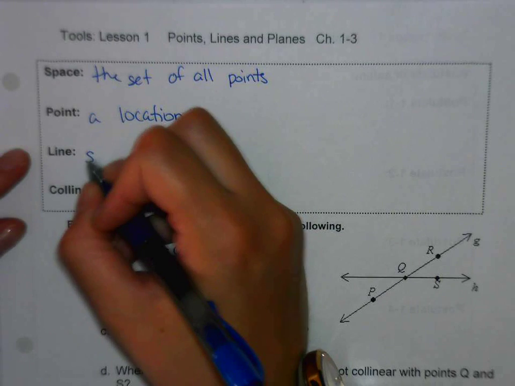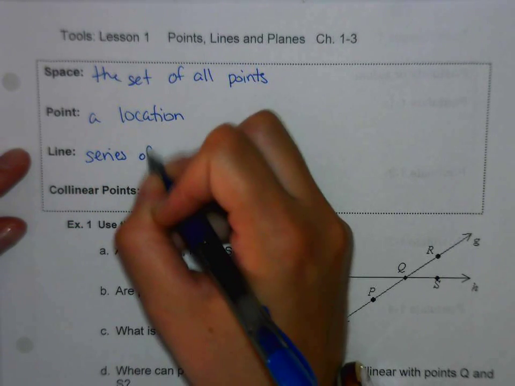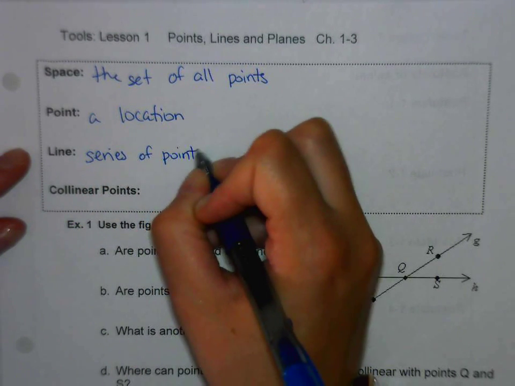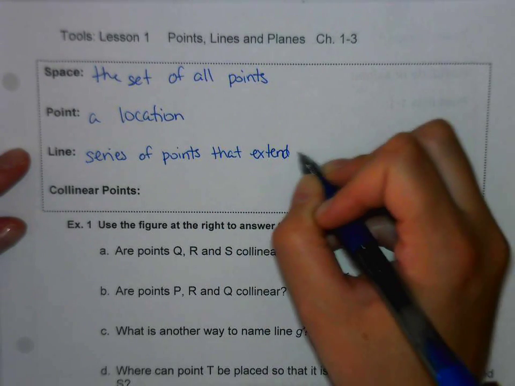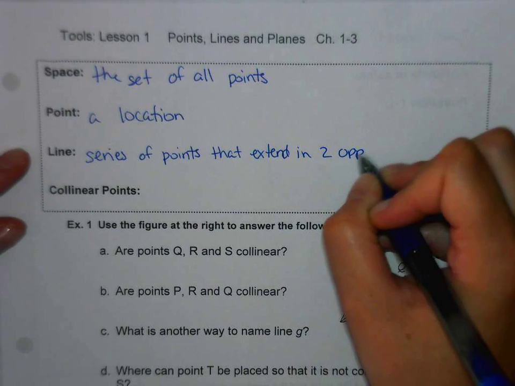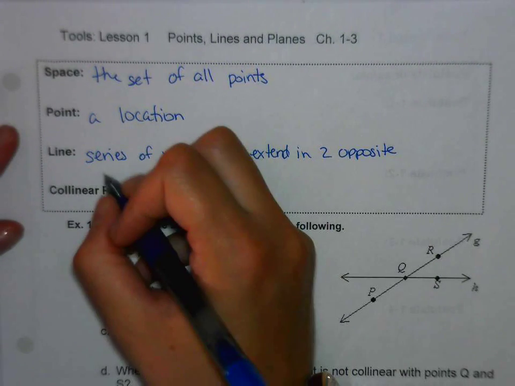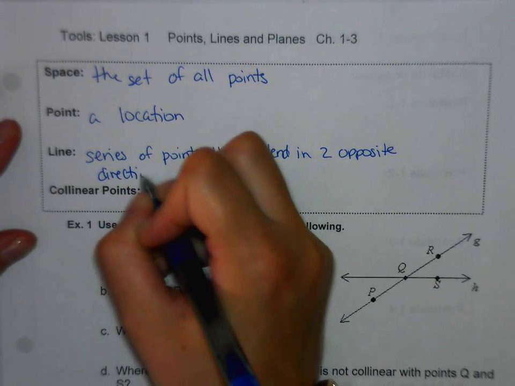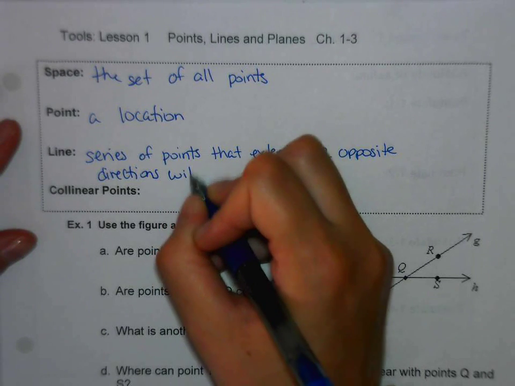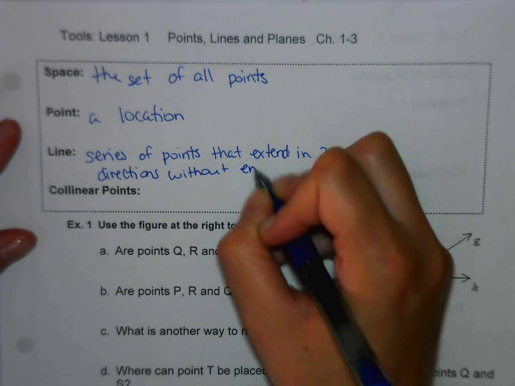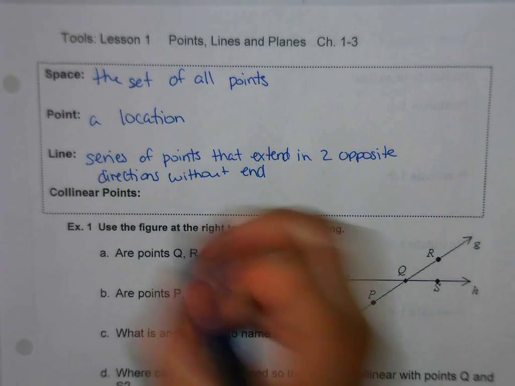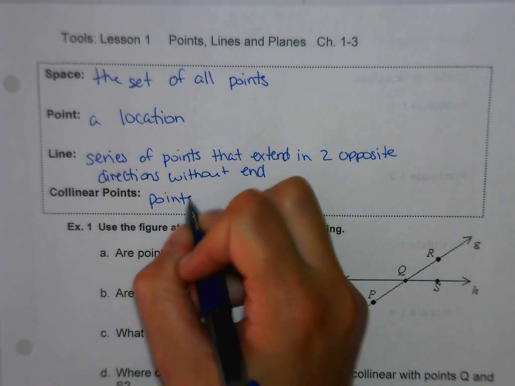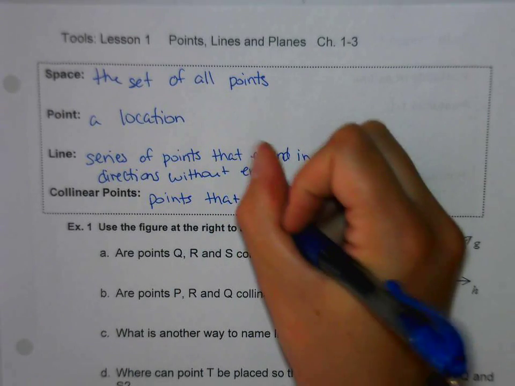A line is a series of points that extend in two opposite directions without end. And collinear points are points that lie on the same line.